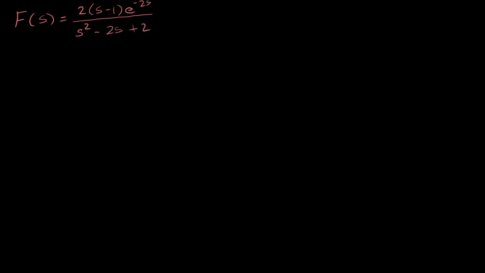Now this looks very daunting. How do you do this? I have an e here. I have something shifted here. I have this polynomial in the denominator here. What can I do with this?